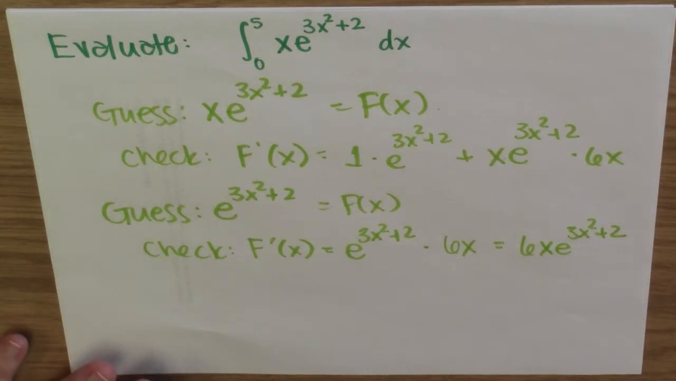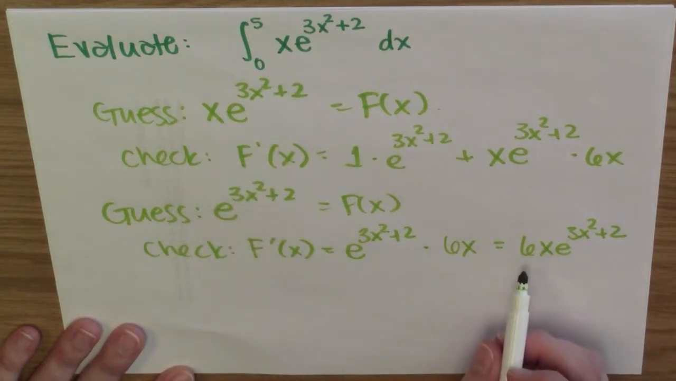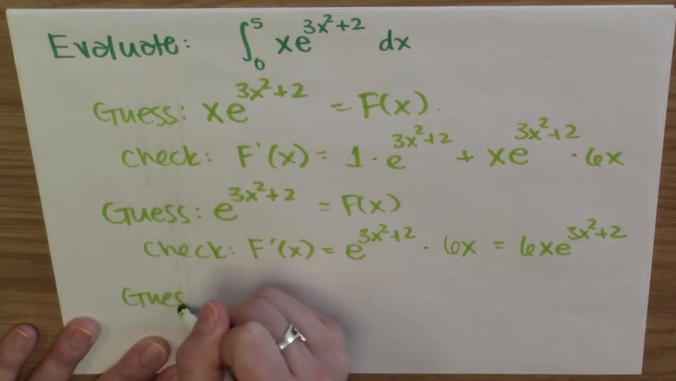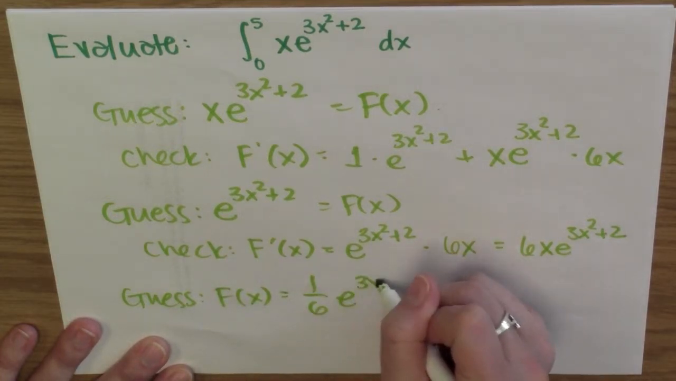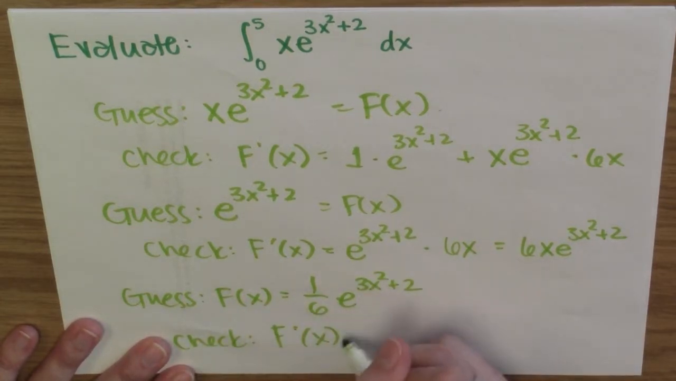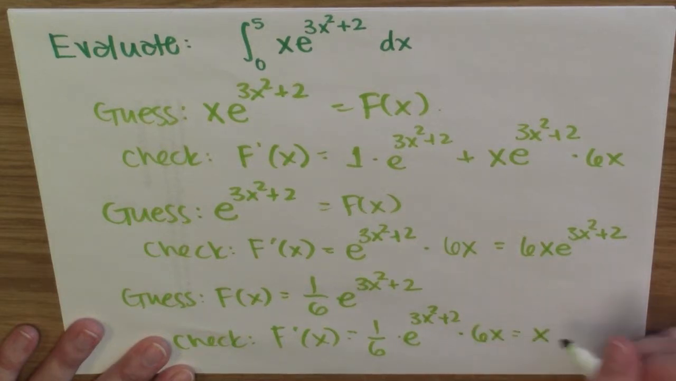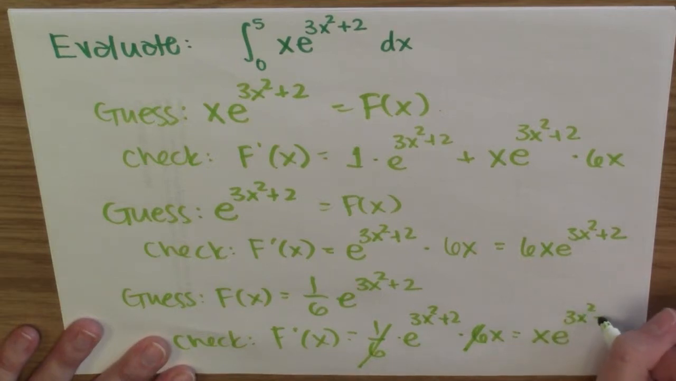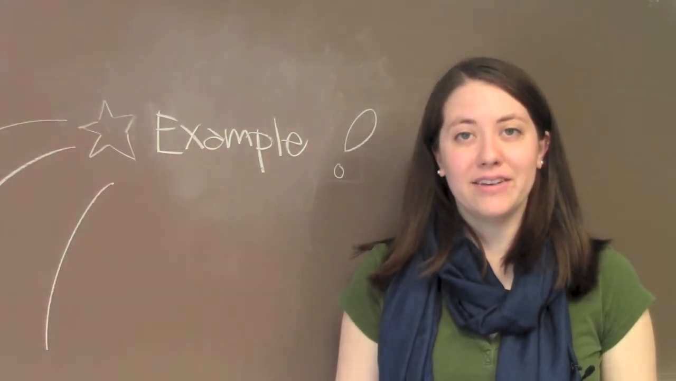And now I'm feeling way better than I was before, because this looks a lot like the function that I have, except I just have a coefficient of 6 on the front. So my last guess will be f of x is equal to 1/6 e to the 3x squared plus 2. And when I check this derivative, f prime of x is equal to, well, 1/6 times e to the 3x squared plus 2 times the derivative of the inside function 6x. And in fact, this 1/6 and this 6 cancel, so I just have x e to the 3x squared plus 2. Great job. Now that we have our antiderivative, let's go ahead and evaluate this integral.